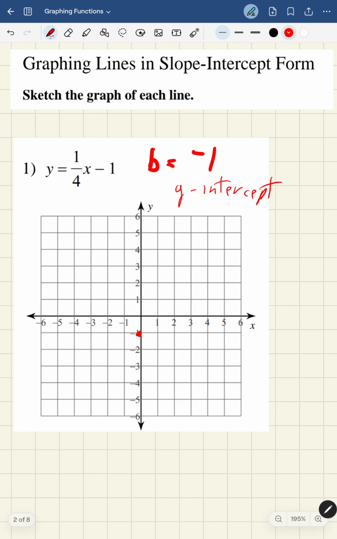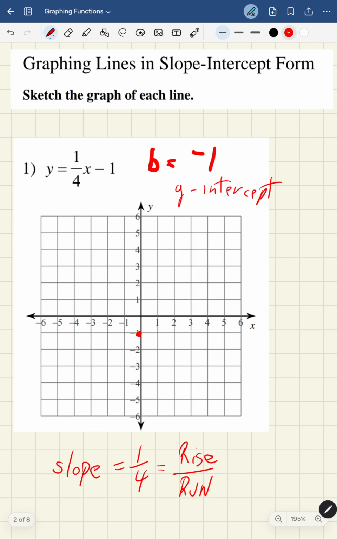Okay, so I write that down here. There's my point. And now, all I have to do is use the slope. Remember, this is the slope. 1 over 4 is the slope. So let's write that down. The slope is 1 over 4. And remember that the slope is the rise over the run. Rise over run. So the rise is 1 and the run is 4.